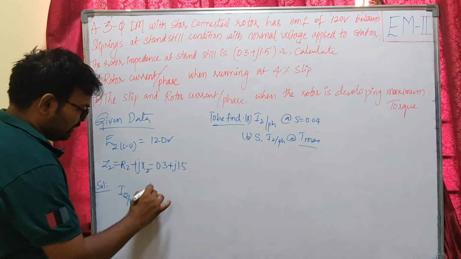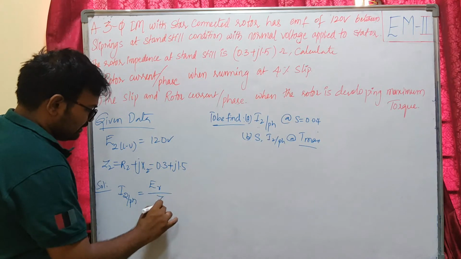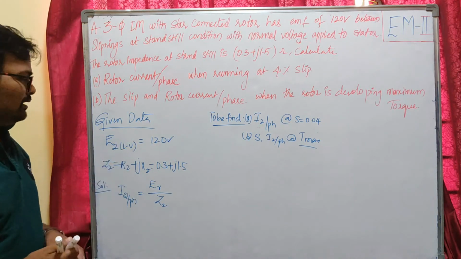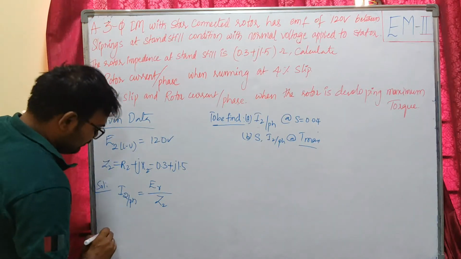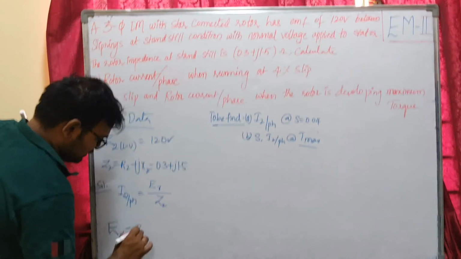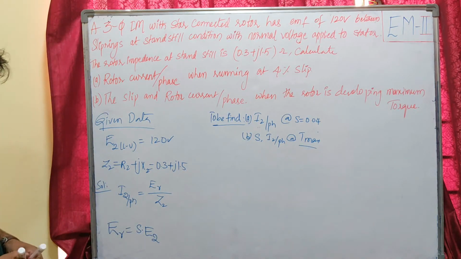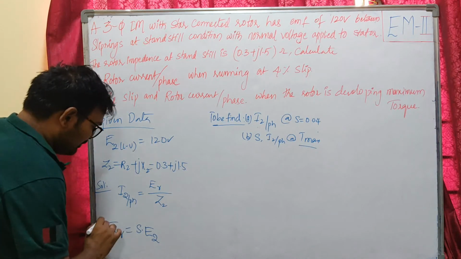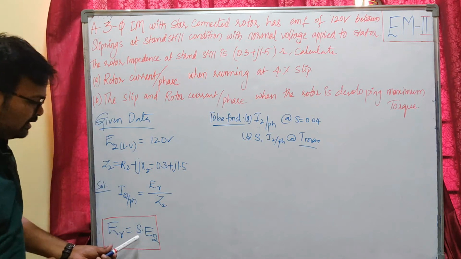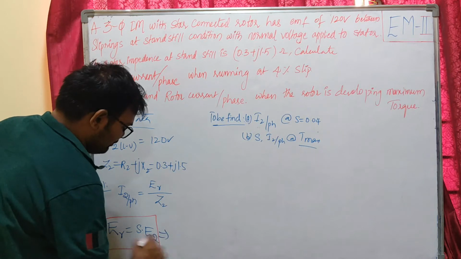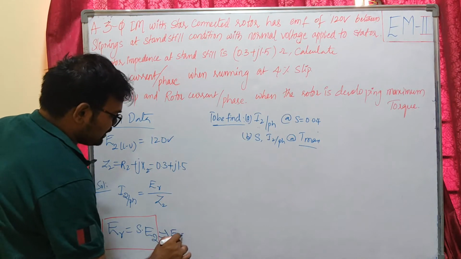So in order to find out my I2 per phase, I need to get my rotor EMF ER divided by rotor impedance Z2. Okay, under running condition our ER is different from our standstill rotor EMF. So how can we find out ER? ER is nothing but slip times our standstill rotor EMF. Okay, ER equal to S times E2. You already know this. Our rotor EMF will be equal to slip times E2 under running condition.